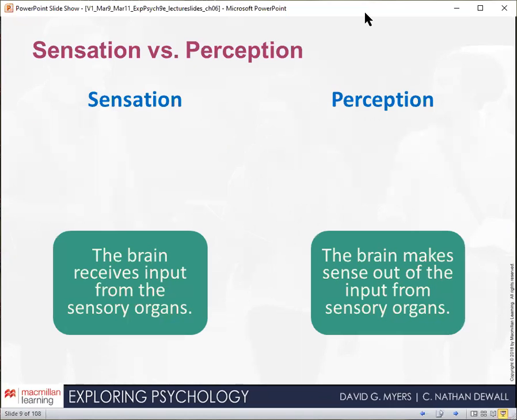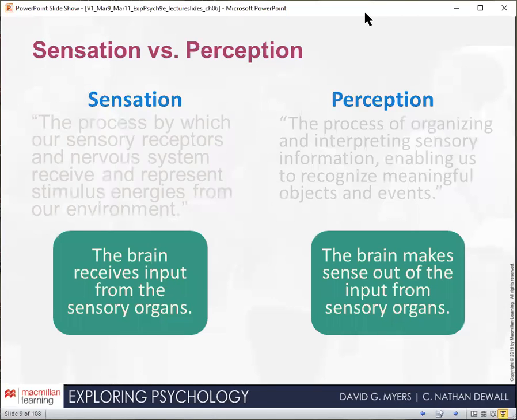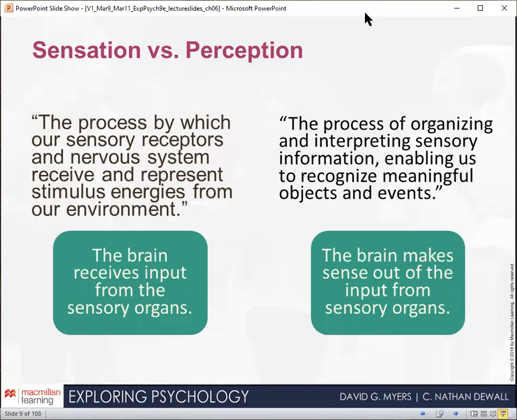So when it comes to sensation, the brain receives input from the sensory organs. That's what it comes down to. The brain receives input from the sensory organs. When it comes to perception, the brain makes sense out of the input from the sensory organs. So sensing is getting the information from the sensory organs going to the brain, and then the brain making sense out of the input from the sensory organs is perception. So again, we look at the more detailed definition and the simpler definitions underneath for sensation and perception.